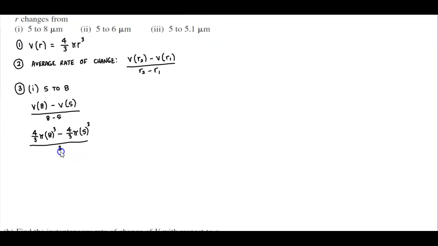So we get 2048 over 3 pi minus 500 over 3 pi, divided by 3, which gives us 172 pi.